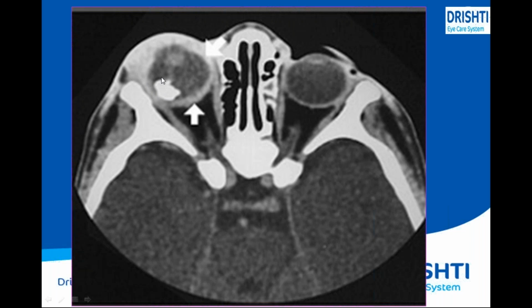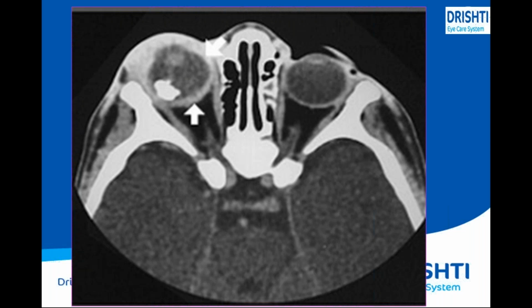So this is the small mass, and the mass excision itself can help in this case. But if it is extended towards the orbit, towards the bone, and if it is spread all over, then total enucleation has to be done. So in this way, you can compare for the globe. The previous one was the bone, and this is for the globe. If there is any mass in the globe, you can see it in this way.